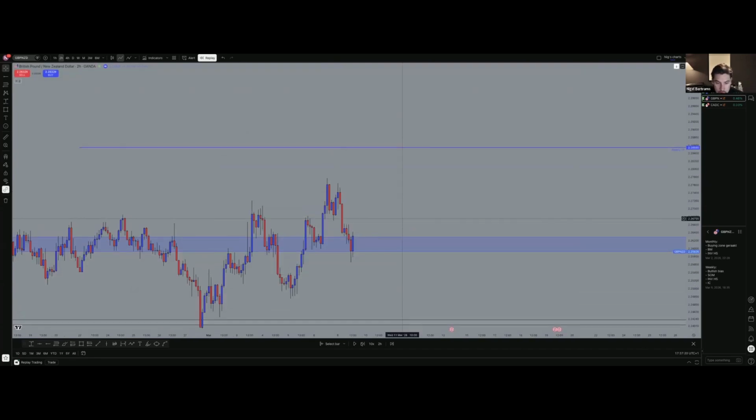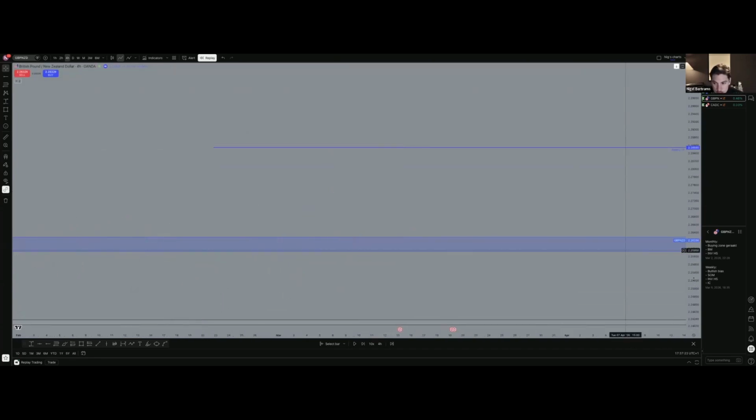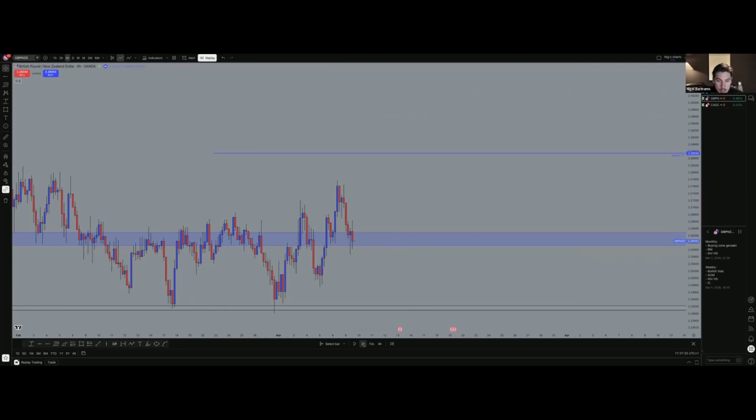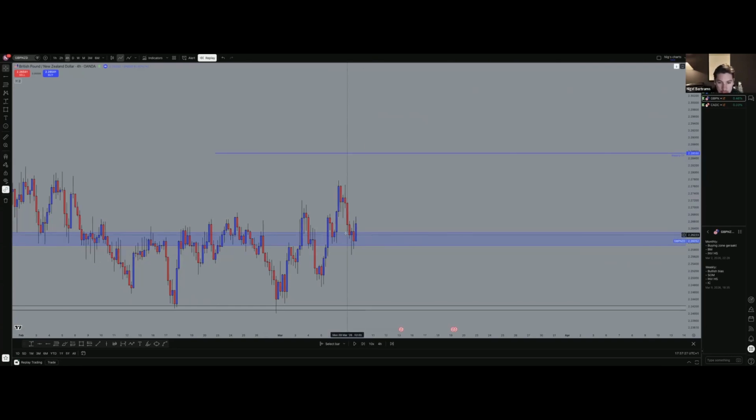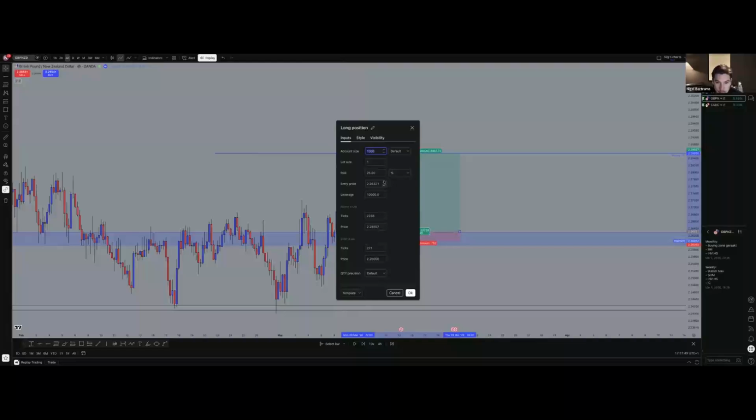On the 2-hour, nothing special yet. But you can see that the bulls are trying to kick in. And now we have the shoulder 1, head, possible shoulder 2. Place my limit on top of the IC. Round the price off, 40. 10 pips.